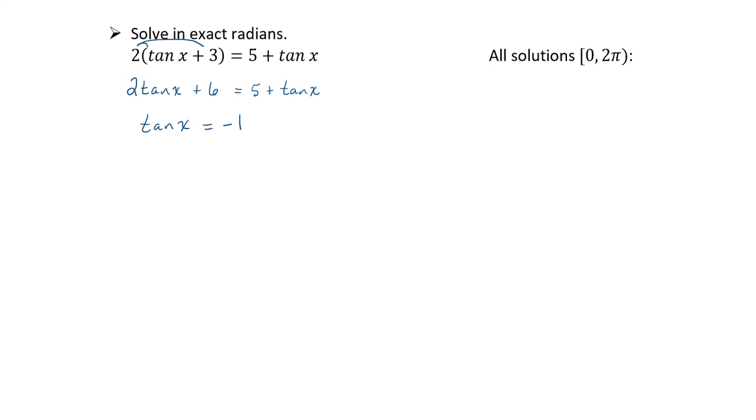So where is the tangent of some angle -1 between 0 and 2 pi? That would be an x of 3 pi over 4, or an x of 7 pi over 4.